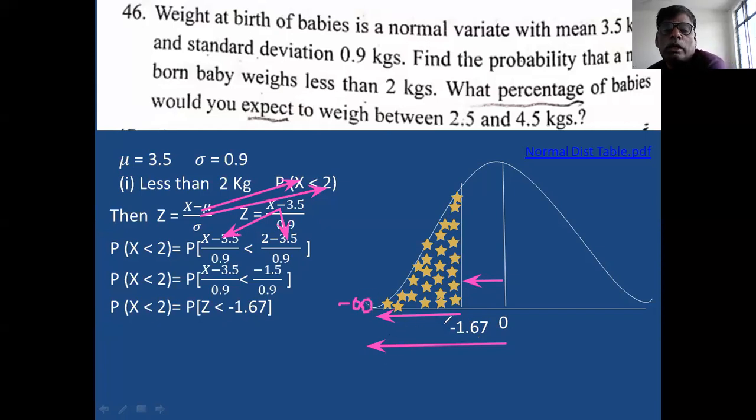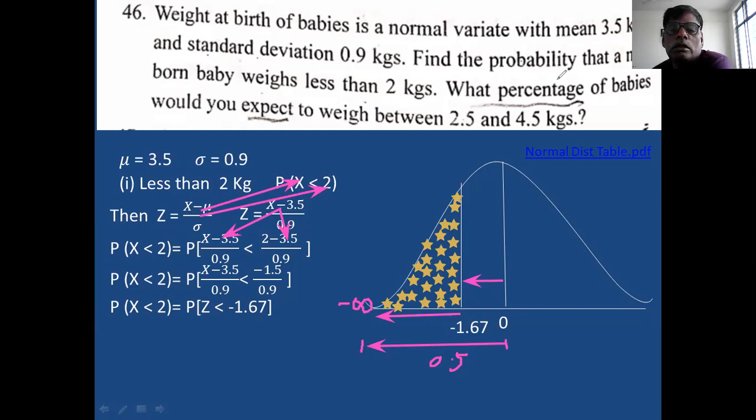So the area required is minus 1.67 to minus infinity, but it is not directly possible. So you calculate the area from 0 to minus infinity. Its value is 0.5. And the not required area is 0 to minus 1.67. This is not required, so you deduct it.